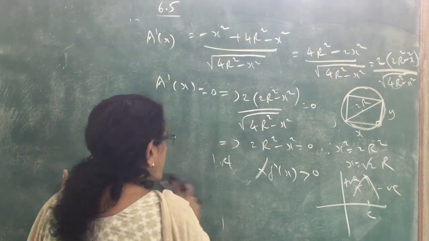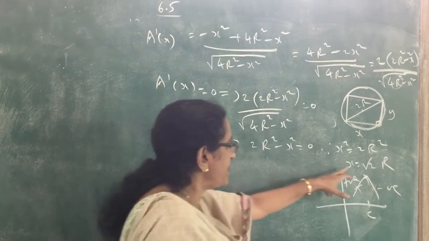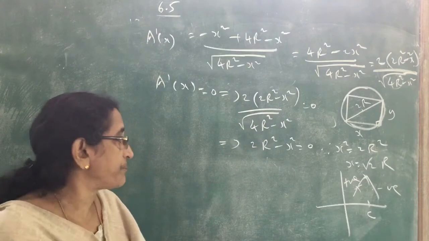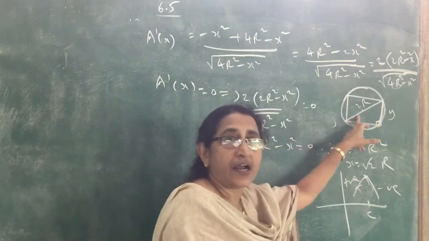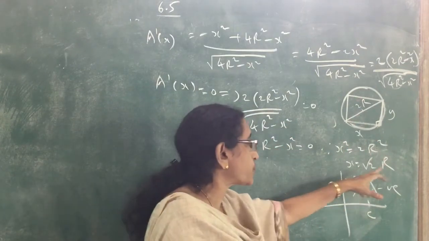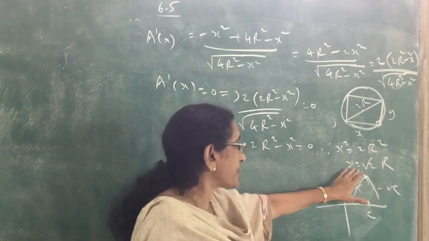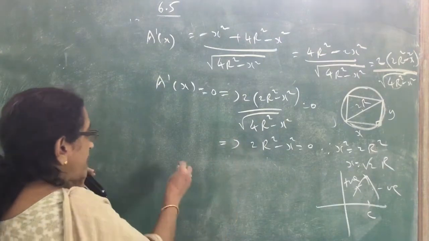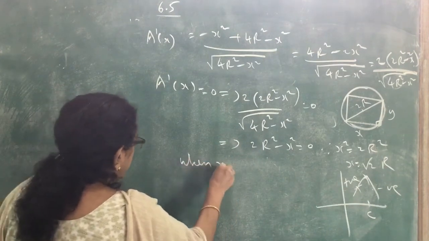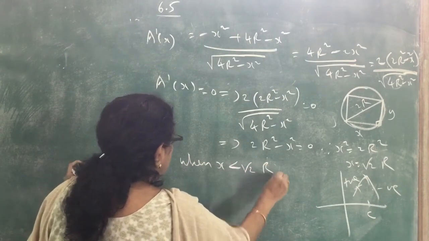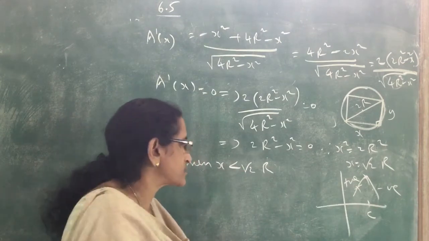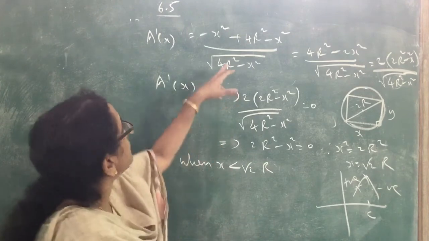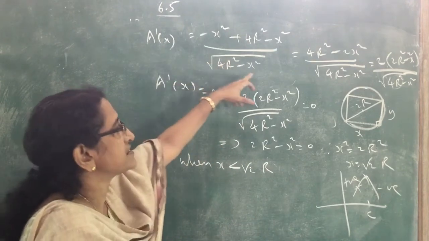So here we have to prove that when x equal to root 2r, the function is maximum. Function means area. Area is maximum when x equal to root 2r. For that, see here, instead of c, it is root 2r. So we have to see, when x is less than root 2r, before x equal to c, whether f dash x is positive or negative. See, this is f dash x, that means A dash x, the derivative.